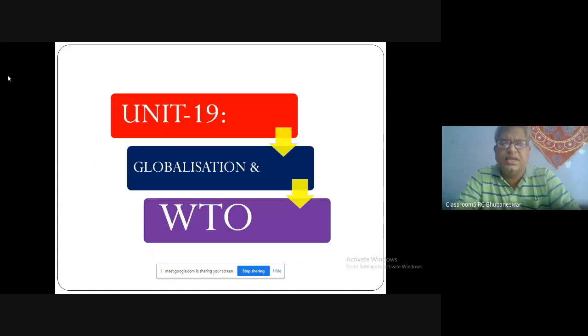Another one is Unit 19. Unit 19 is related to only two topics. One is globalization, another one is WTO. There are two topics out there, globalization and WTO.